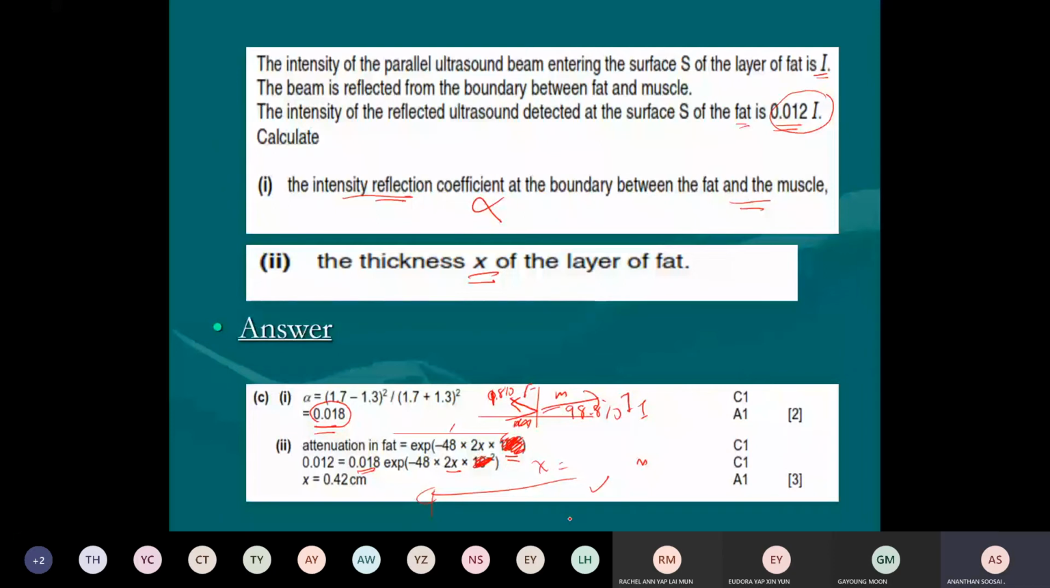So this is C1, A1 mark. It's about 5 marks, a very easy mark once you understand how to calculate the final intensity. Most of the time it's going to be 2 times absorption, 1 time reflection. Most of the time. Okay, any question?